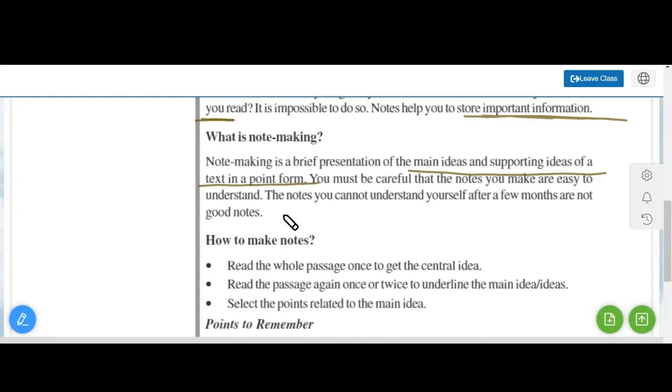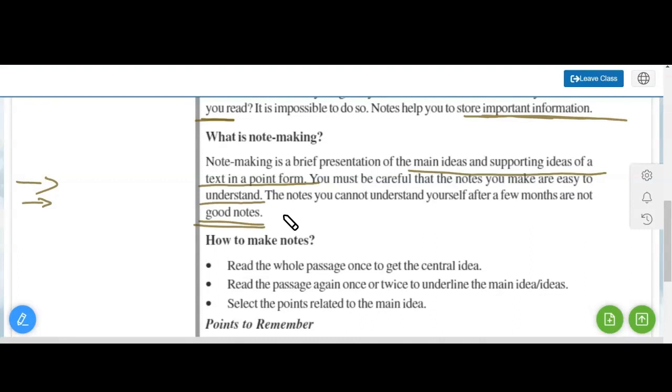You must be careful that the notes you make are easy to understand. The notes you cannot understand yourself after a few months are not good notes. While making notes, be specific about what you want to write. Don't make it too short or too long, and write it in a proper way so that you understand it better even though you see it after many days.